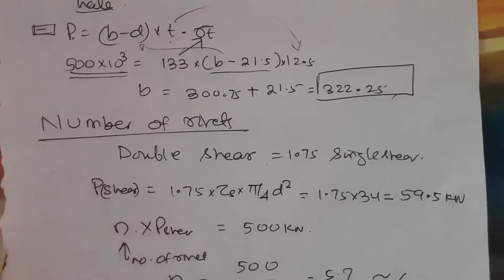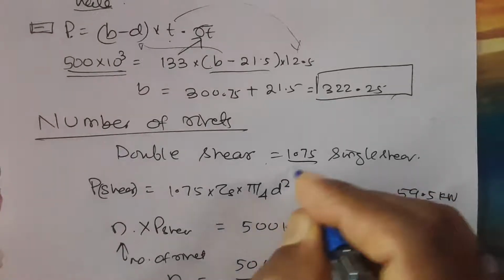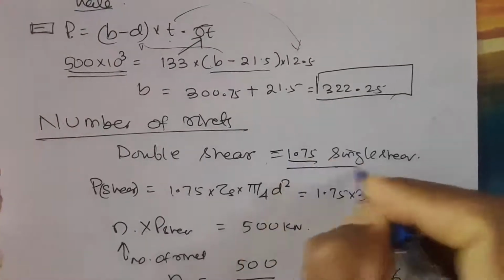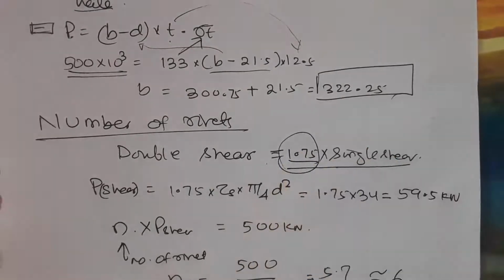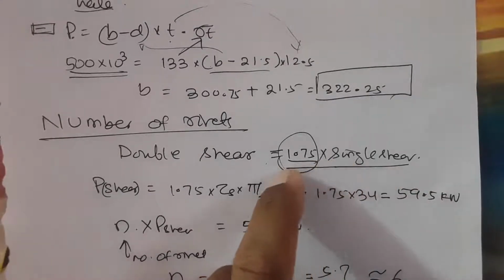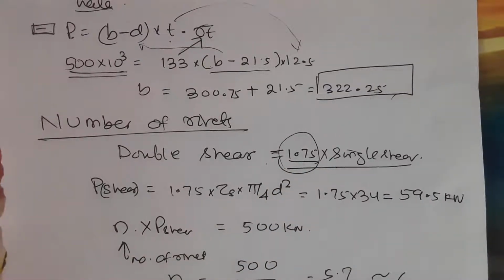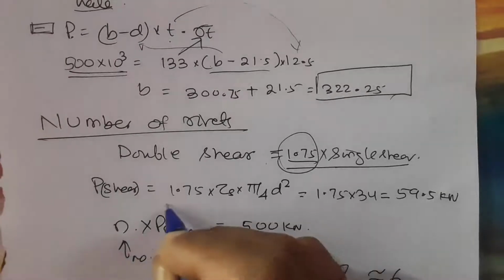Then we have to find out the number of rivets. We have already seen the crushing strength is more than the shearing strength, that means the rivet will fail in shear first, and this is a double strap butt joint, so the rivets will be in double shear. So the single shear is multiplied by the double shear factor of 1.75. That is as per the boiler regulation, which does not take twice the single shear, but takes 1.75 times as per the boiler code. The shearing strength we have found out.